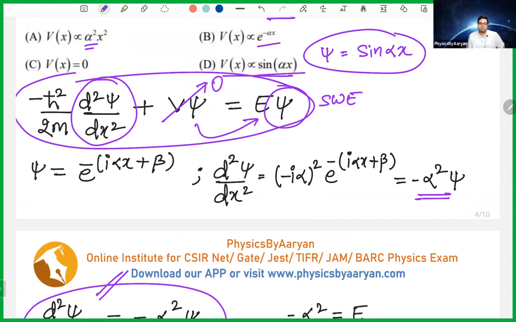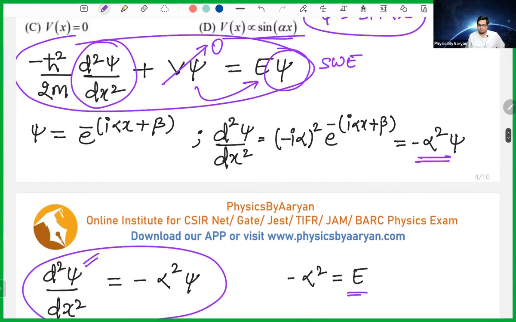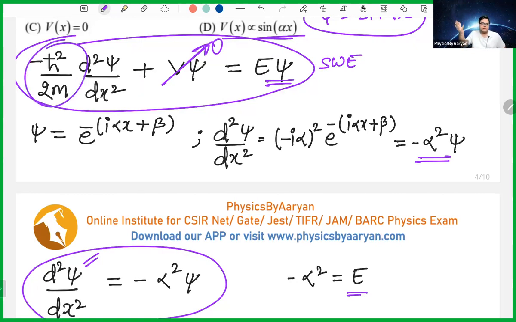But nothing like that is happening. Your d square phi by dx square is directly proportional to phi. That's it. And that will be true only if this goes to 0. In that case, d square phi by dx square is directly proportional to phi, and you can bring this term on the other side. That is anyway constant, it does not matter.